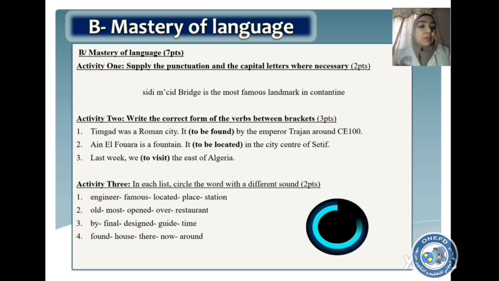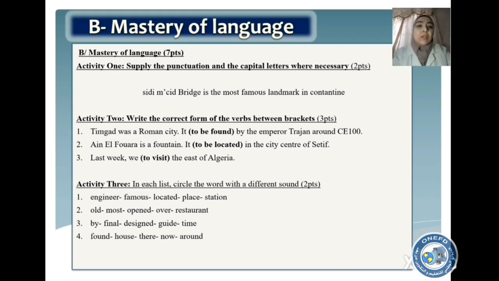A few seconds to read the instructions. It's counting down. I hope you do it seriously and you will benefit, inshallah, from these tests, from these exams. Okay, let's now do the tasks one by one.